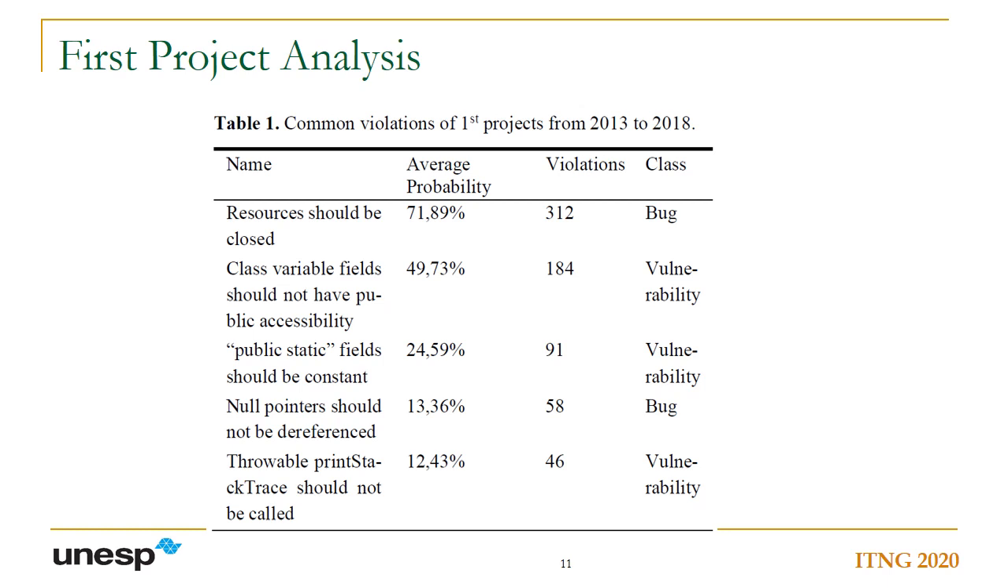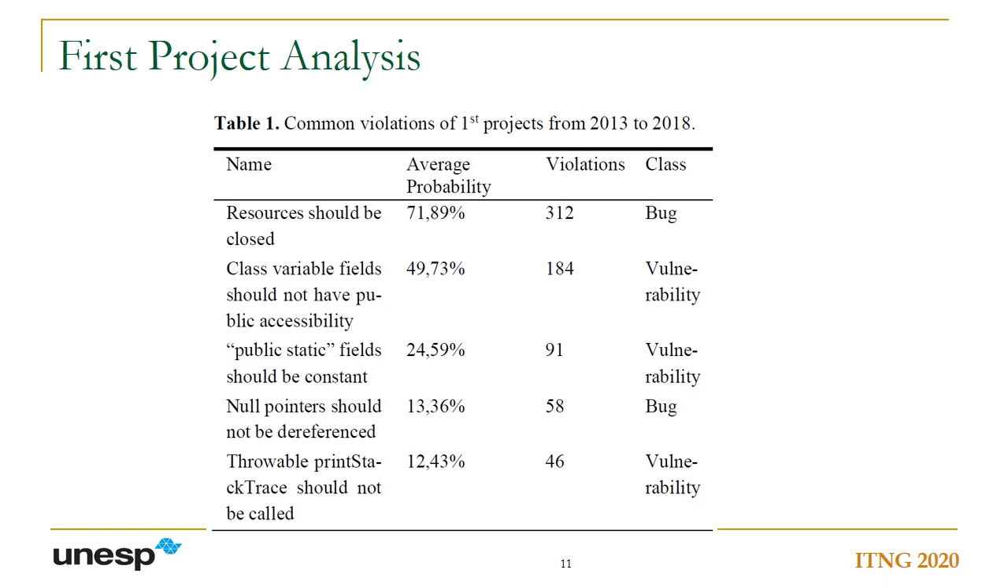Here is a table to summarize our analysis. The 5 most common violations found in project 1 were presented in this table, and there is a dominant specific violation. Almost 70% of all bugs found in all first projects correspond to resources should be closed. It is a violation of not properly closing the resource utilized in use.